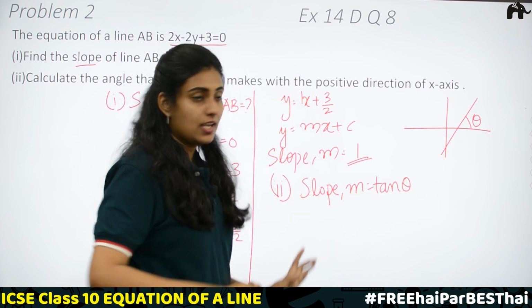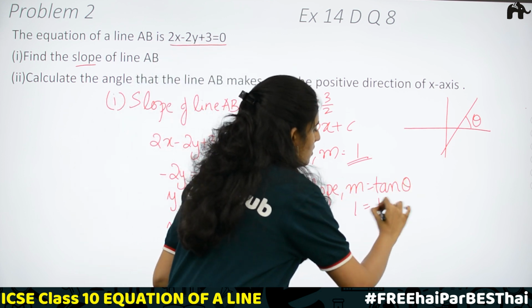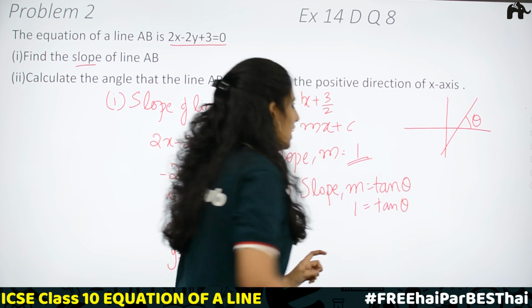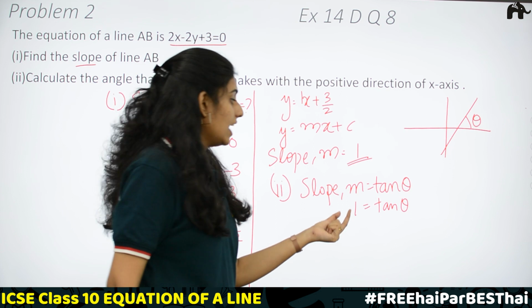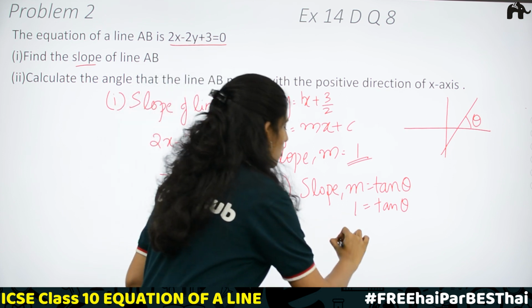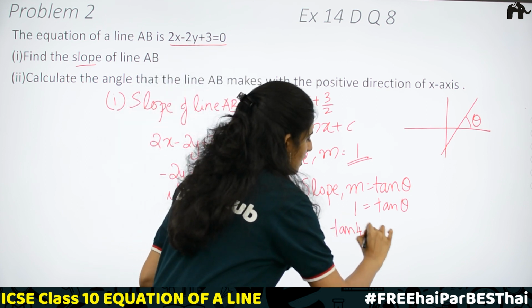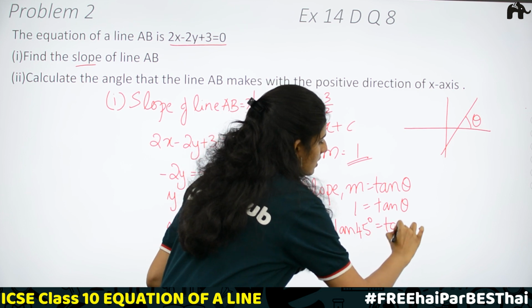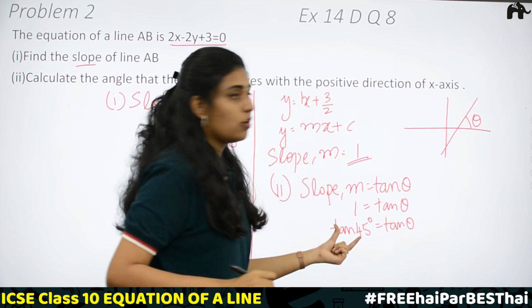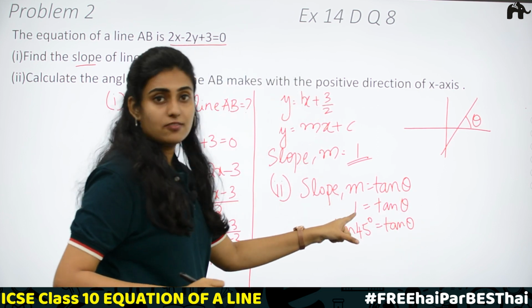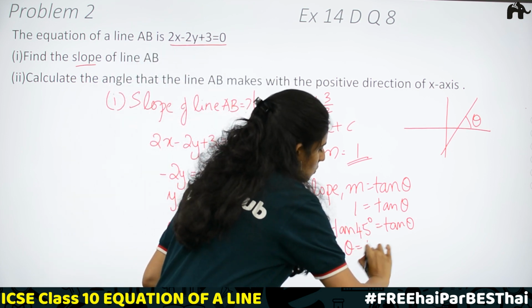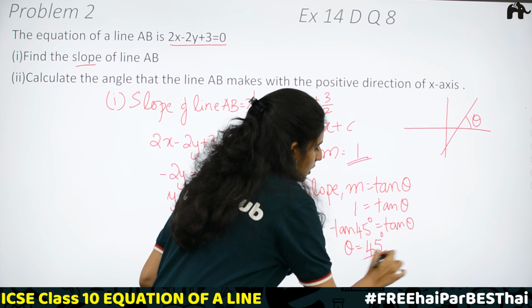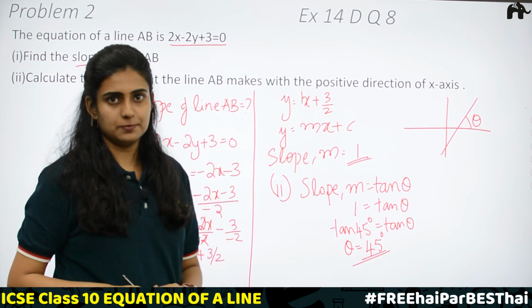We know the slope 1 is equal to tan theta. When do we get tan value 1? Tan theta is 1 when the angle is 45 degree. Tan 45 degree is equal to tan theta. Only at tan 45 degree we are getting value 1, which means theta will be equal to 45 degree. 45 degree is the required angle.